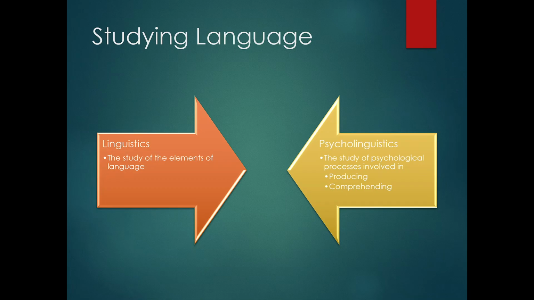Psycholinguistics is a psychology program. It's usually pretty interdisciplinary because most psycholinguists work closely with anthropologists and some other people who might be interested in this. And this is the study of the psychological processes that are involved in producing language and in comprehending language.